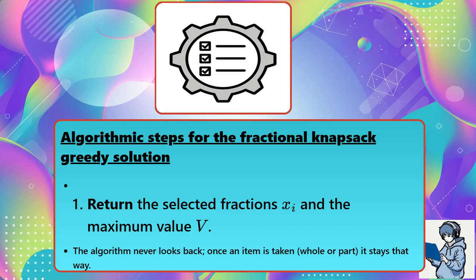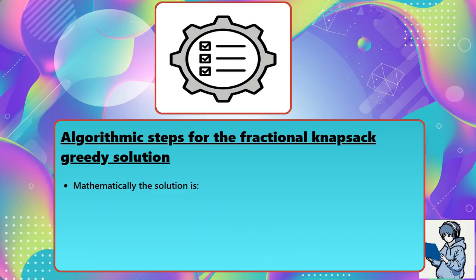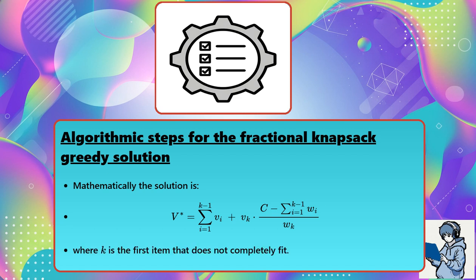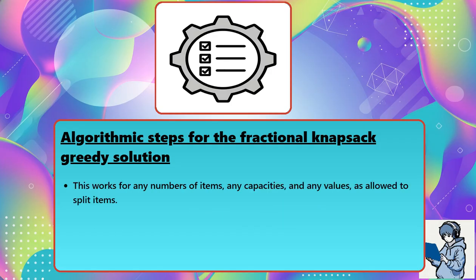The algorithm never looks back. Once an item is taken whole or in part, it stays that way. Mathematically, the solution is V star equals the sum for i equals 1 to k minus 1 of v_i, plus v_k times the quantity C minus the sum for i equals 1 to k minus 1 of w_i, divided by w_k, where k is the first item that does not completely fit. This works for any number of items, any capacities, and any values, as long as we are allowed to split items.